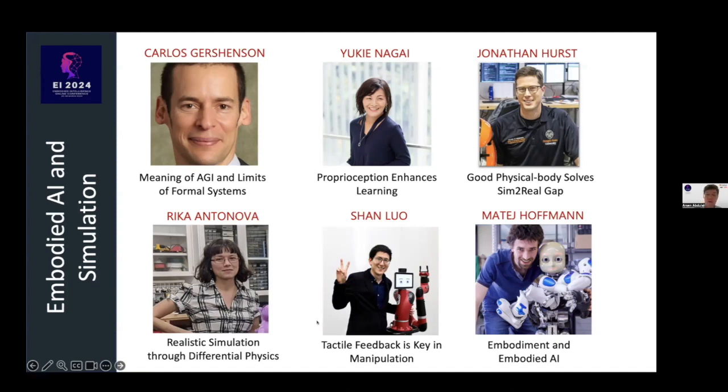Both Rika and Jonathan were also discussing a lot about the current hardware problems, which relate more to manipulation. We don't have a good hardware for manipulation, and the good hardware for manipulation, from the point of view of Shan, is in the tactile feedback. So tactile feedback is key in manipulation, and he's working towards good manipulation hardware.